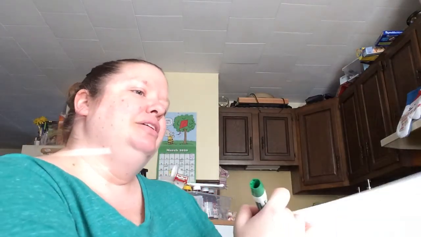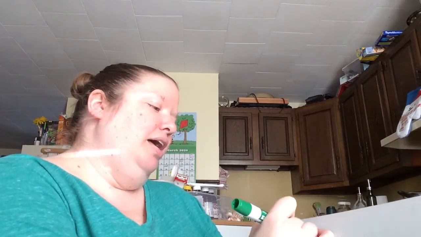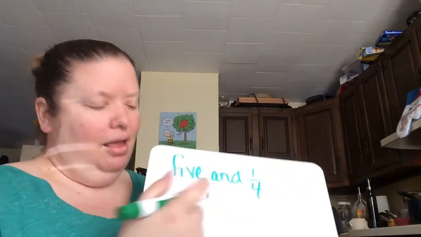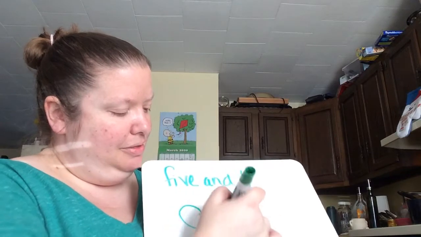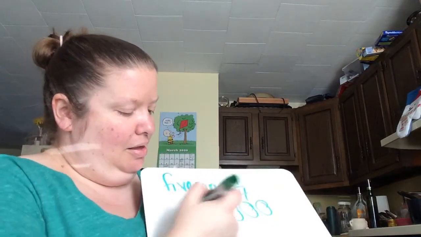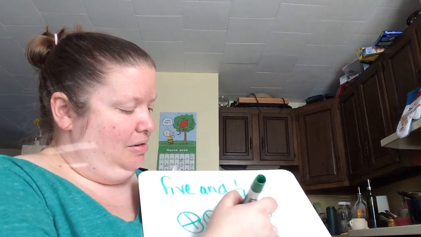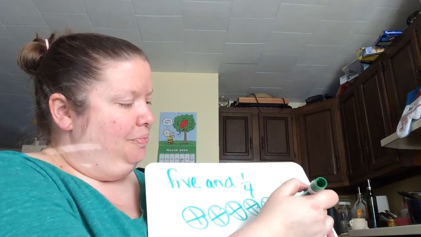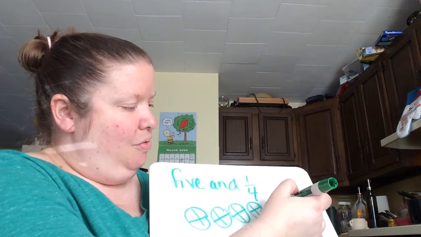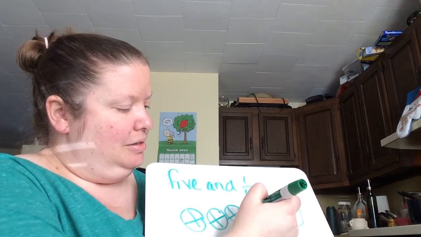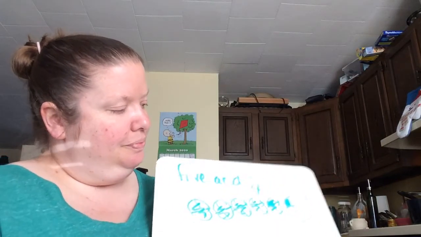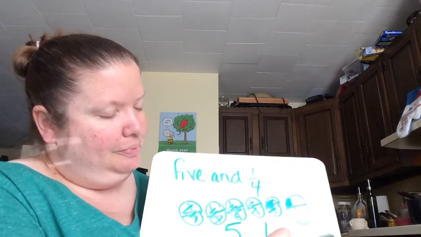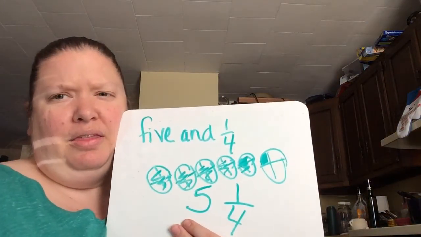So if I have 5 and 1/4, that means I have 5 wholes that are all broken into the same amount of pieces. And then I have another whole broken into those pieces, but only one of them. So all of these are colored in. So this is 5 and 1/4. Sorry, that one's a little messy.